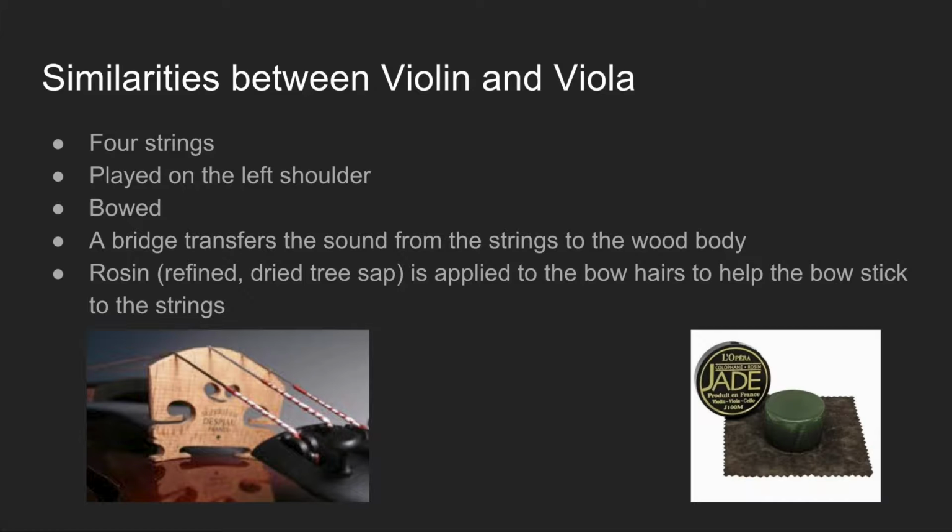They're both shoulder instruments played on the left shoulder. They're both bowed. And there's a bridge that transfers the sound from the vibrating strings to the wooden body of the instrument. Violins and violas, well, all string instruments also need rosin, which is refined, hardened, dried tree sap, and you rub it on the bow hairs to make the bow sticky, and it will stick to the strings for better vibration.